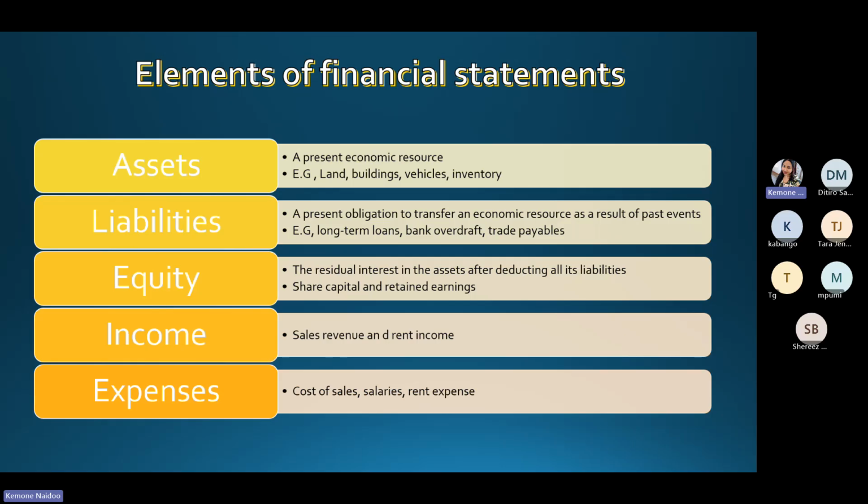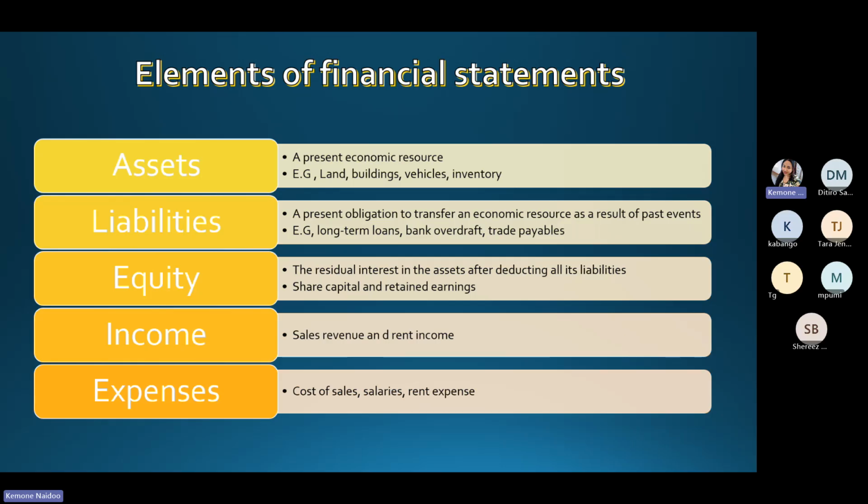Okay, your assets is your land, your buildings, those kinds of things. Liabilities, you're mostly focusing on loans or any bank overdrafts or anything that you have money owing on. Okay, those are your liabilities. Your equity, you can think of it as your shares or your capital. Your income, you guys know what income is. It's like your sales revenue, rent income, those kinds of things. And then expenses is your cost of sales, salaries, and any other additional expenses that you have.